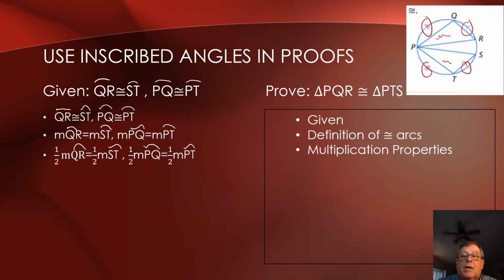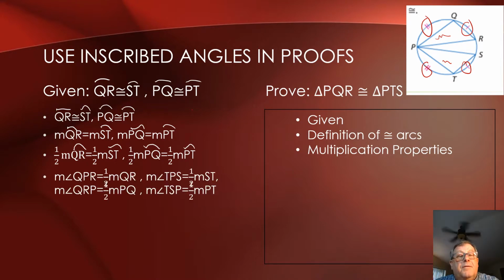And then if that's the case, there's our angle. Then the measure of angle QPR equals 1/2 the measure of arc QR. QPR, we'll find that in a moment. And then the measure of angle TPS is 1/2 the measure of arc ST. And then again, measure of angle QRP is equal to 1/2 the measure of arc QR. And the measure of angle TSP is equal to 1/2 the measure of arc PT. Now let's see if we can put some definition to this.